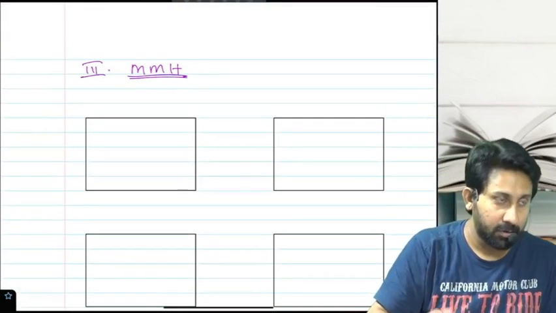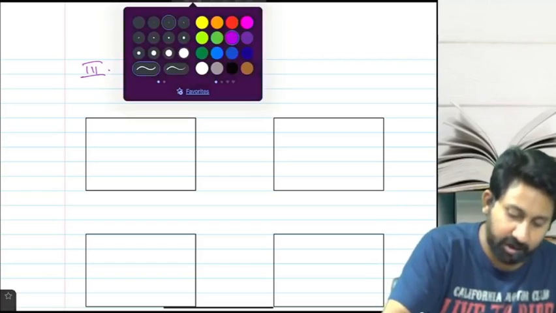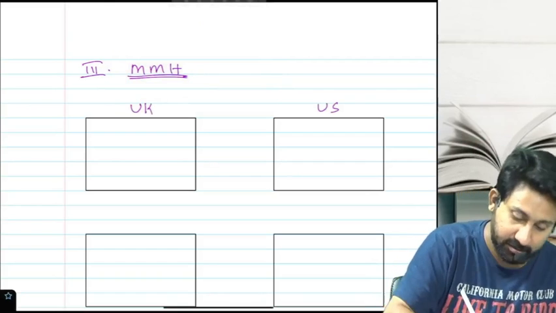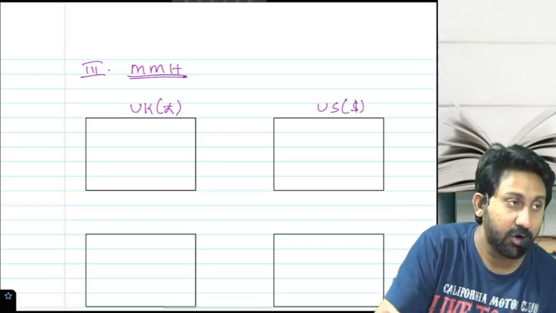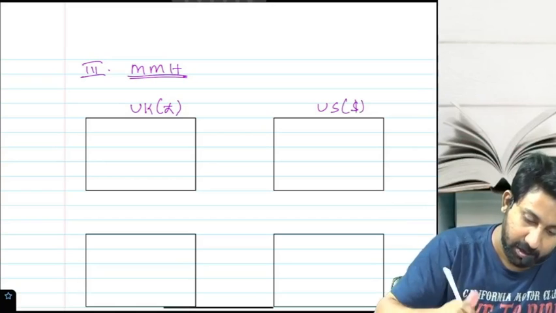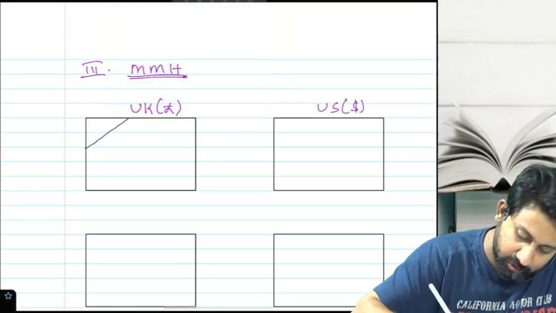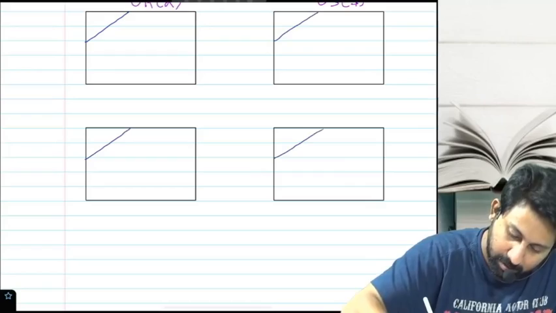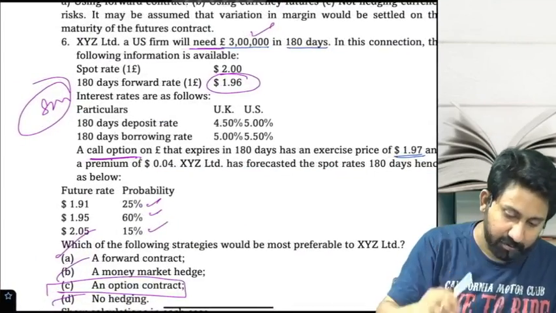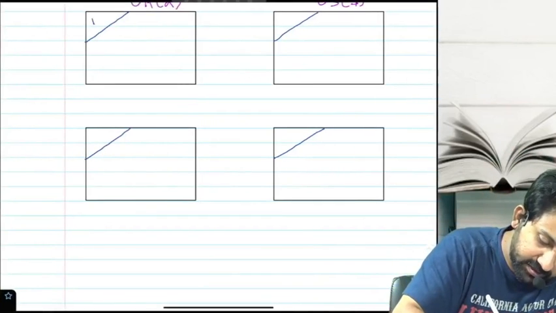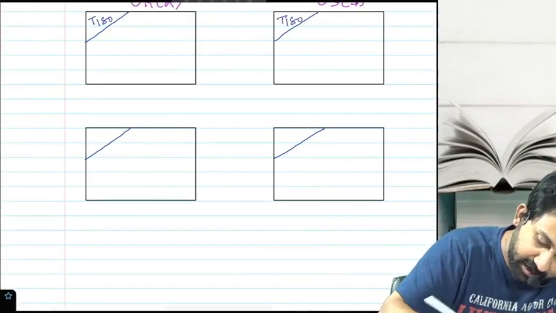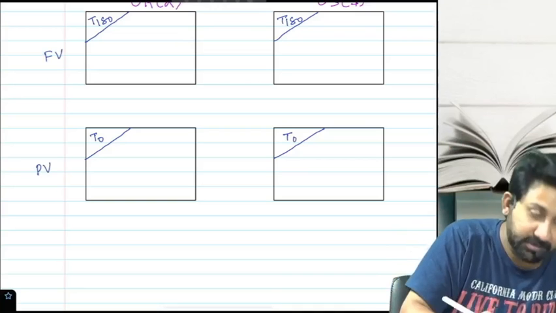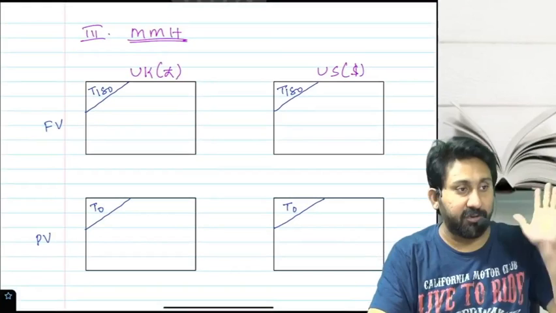Okay. First, what is the foreign currency for us? USA is the home currency. UK is the foreign currency, traded in pounds. The transaction happens today, and the payment you have to make is after 180 days. This is T180 and T0: future value and present value boxes. Never will you commit mistakes if you follow this table.